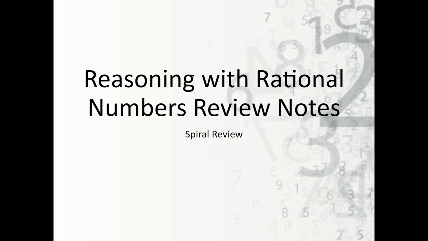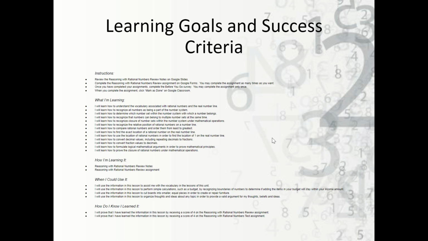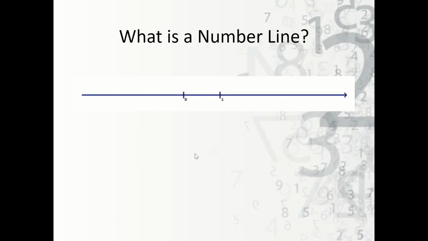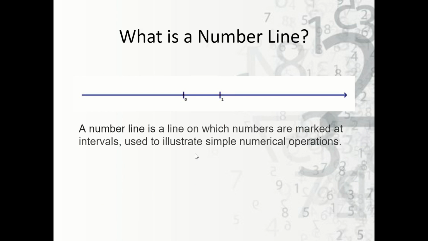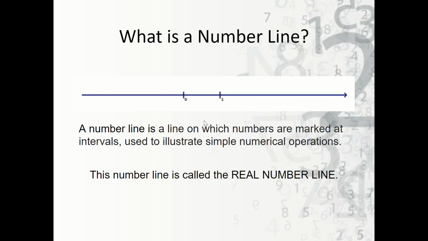Let's take a look at the reasoning with rational numbers review notes. Our notes begin with the learning goals and success criteria. First of all, what is a number line? A number line is a line on which numbers are marked at intervals used to illustrate simple numerical operations. So for instance, here's 0, here's 1. This number line in particular is called the real number line because it represents all the real numbers.